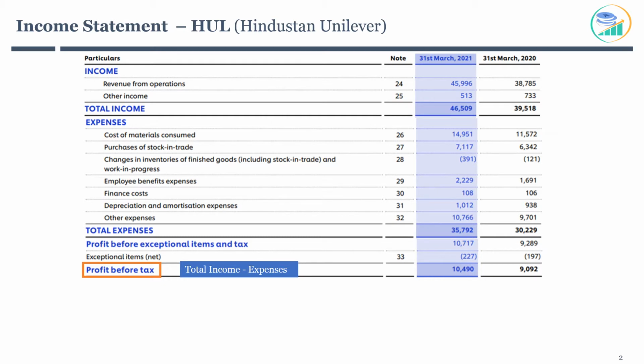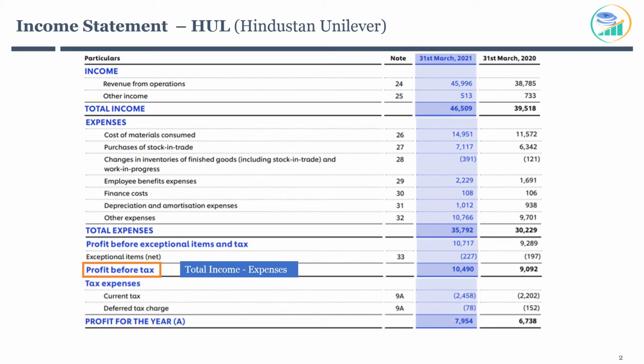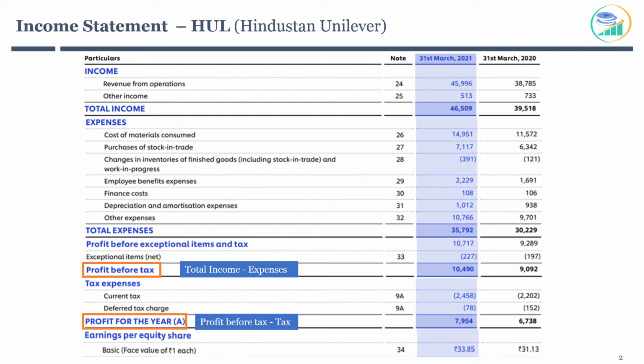Just like an individual taxpayer, a company must pay taxes to the government. The tax is deducted as a certain percentage of profit before tax income. The next line is profit for the year, or net profit. The net profit is calculated as profit before tax minus tax. The next line is earnings per share. Net profit is divided by the number of outstanding shares to get the earnings per share.